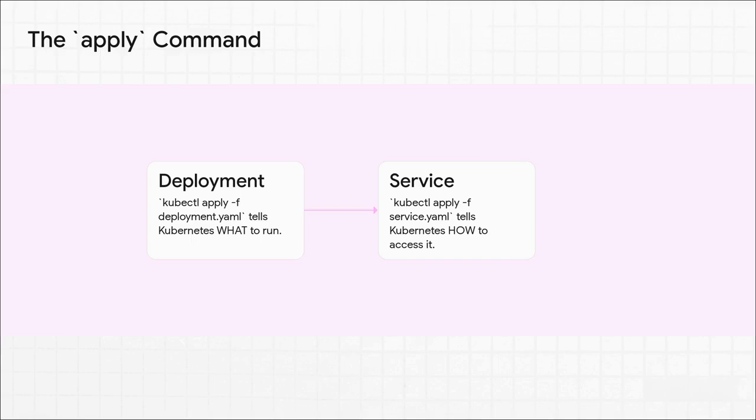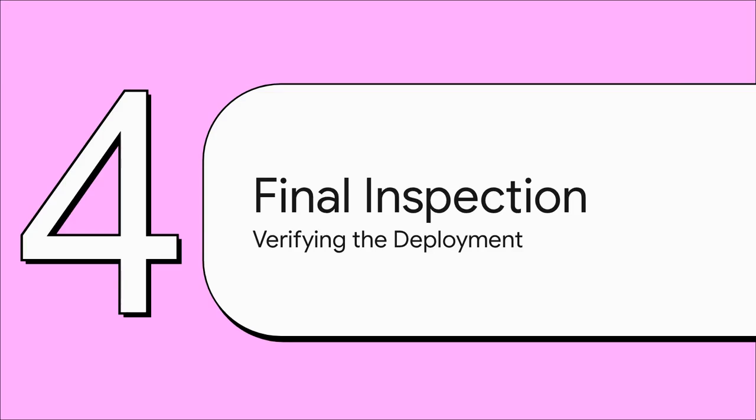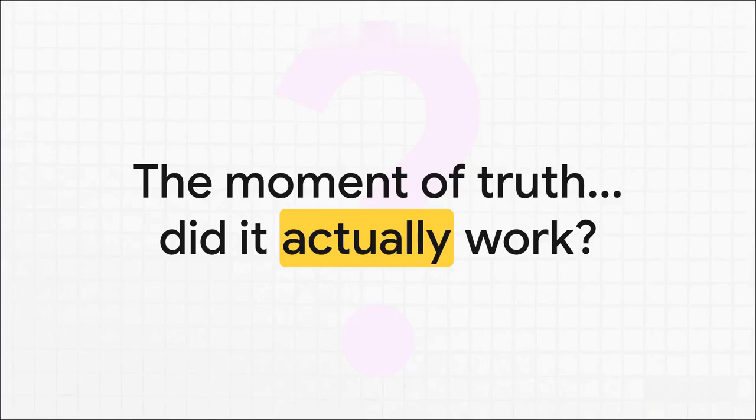The Kubernetes control plane reads them, understands what we want, and then works tirelessly behind the scenes to make it all a reality. Okay, we ran the commands, we handed off our blueprints. Now it's time for the final inspection. We need to verify that what we asked for is actually what we got. And this is that moment every single developer knows all too well. You hit enter, a bunch of stuff happens behind the scenes, and that big question is just hanging in the air. Did it actually work?